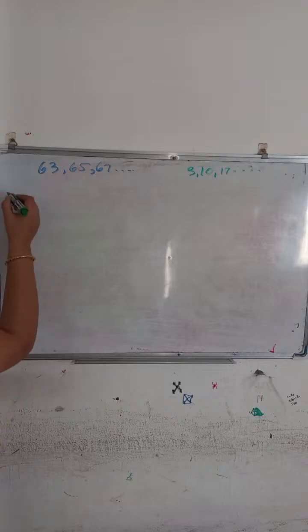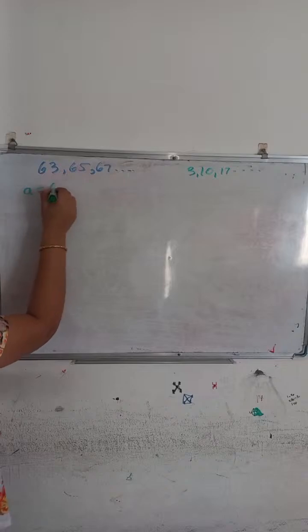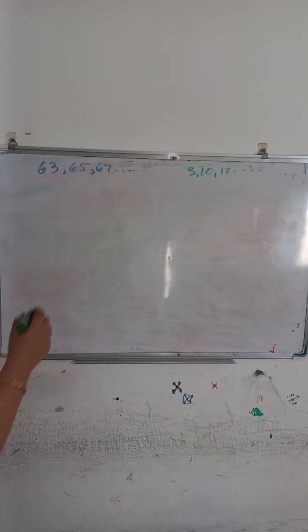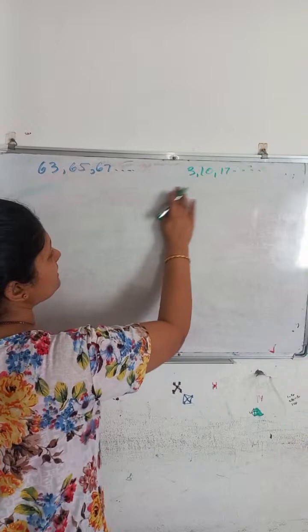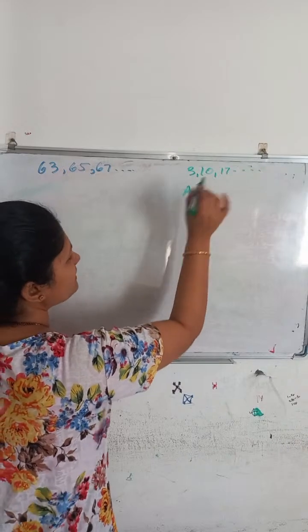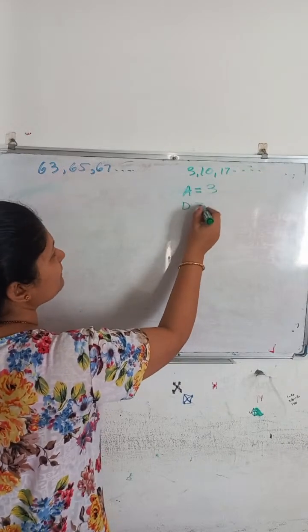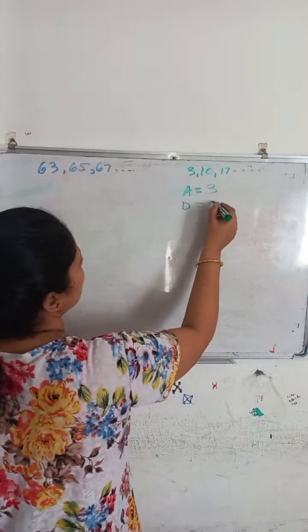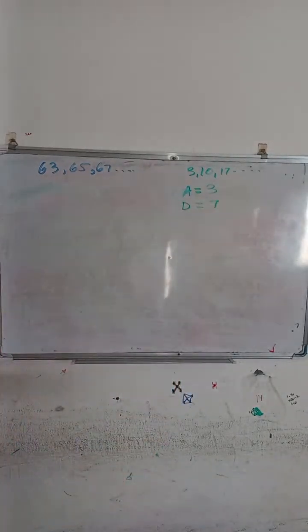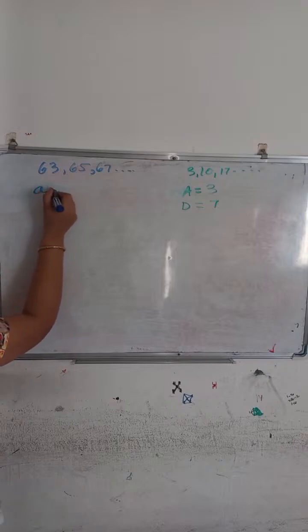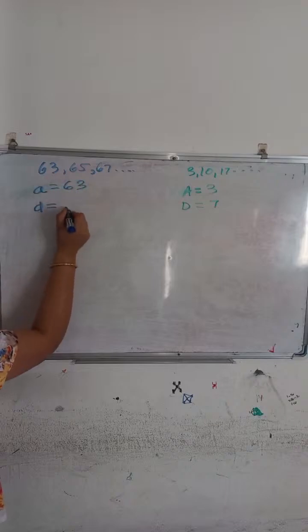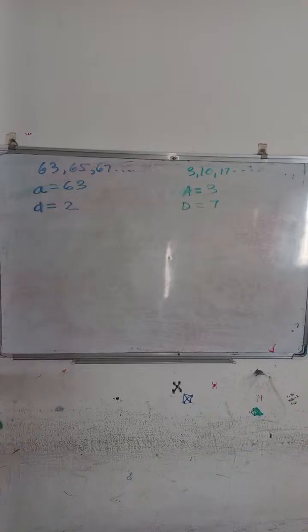So what I will do, I will take A, I will write here A is equal to this. I will take it as a capital A. First term is 3. Common difference is 10 minus 3, which is nothing but 7. And for this AP I will take common difference as small d and first term as small a. So common difference here comes as 2. So these are the quantities we got here.